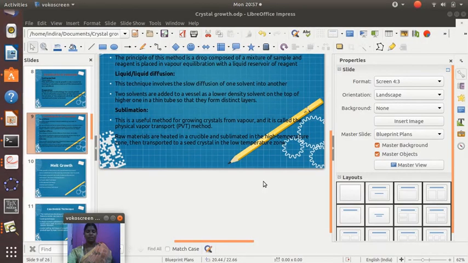I will continue with melt growth, crystal growth from melt, in my next lecture.